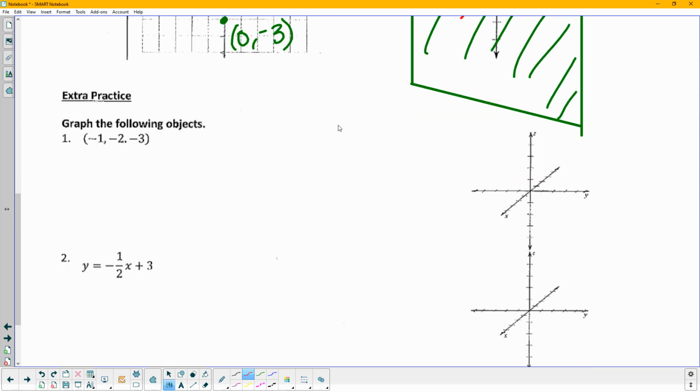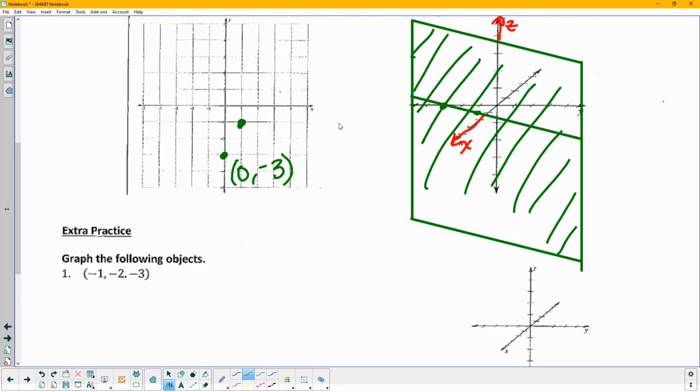A couple of extra examples down at the bottom. Feel free to do those just to help you out and help you see a little bit more of what's happening.